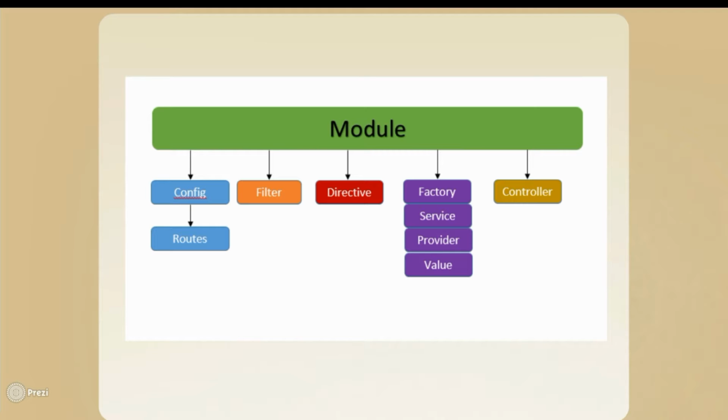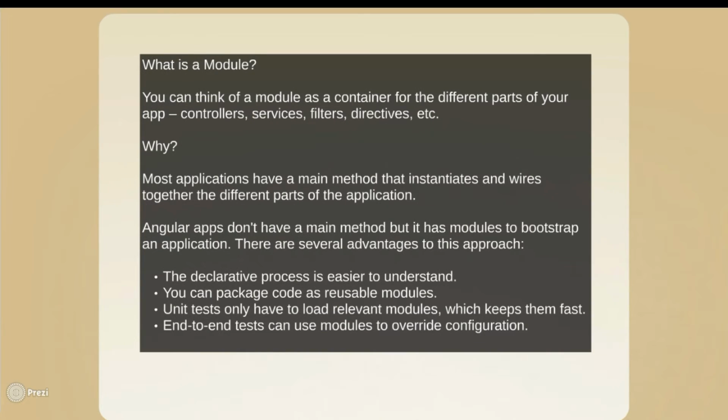What are modules? In basic terms, a module is like a package or a container which contains your configurations, routes, filters, directives, factory, services, providers, values, and controllers. You can think of a module as a container for the different parts of your app: controllers, services, filters, directives, etc.